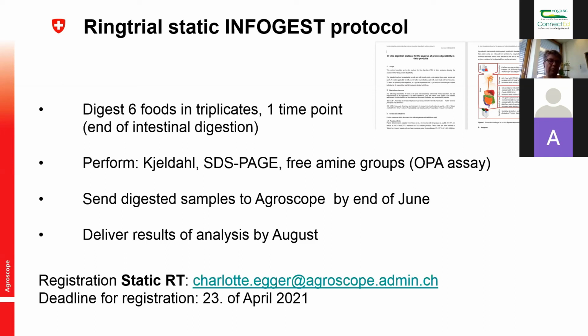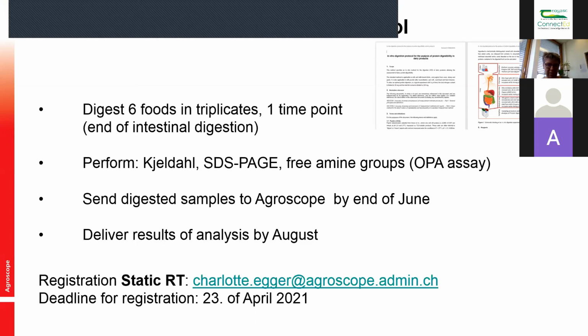And then you would need just to send the results and also digested samples to us, because we will go on with other analytics on the digest. And this would need to be done until the end of June. So the digests and your results, you need them more or less by August. So please, if you are interested, write me an email for the static ring trial. And the deadline for this registration is the 23rd of April.